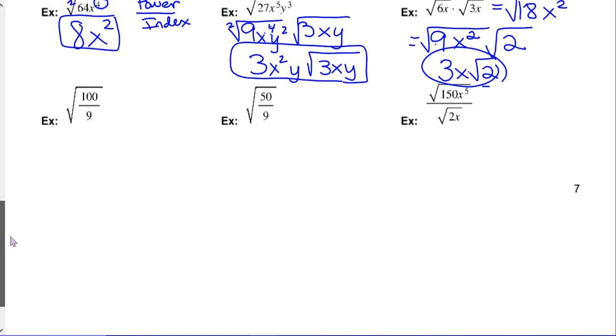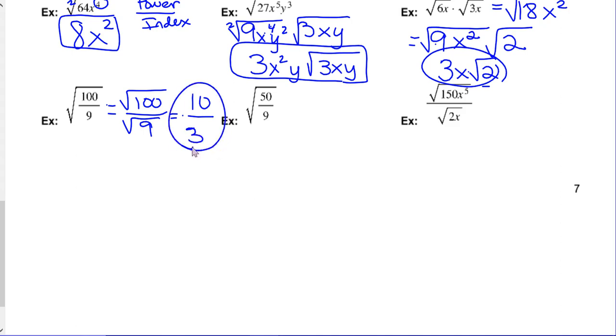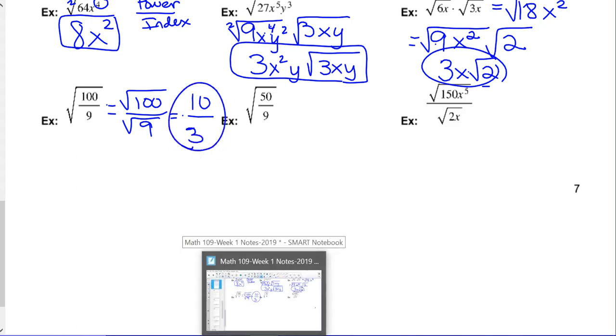Here I have a fraction that I can very nicely take the square root of 100 over the square root of 9. And this is a pretty easy one because they both come out very nicely. What's the square root of 100? Well, we square 10 to get 100, and we square a 3 to get 9. Therefore, that's my answer as 10/3.